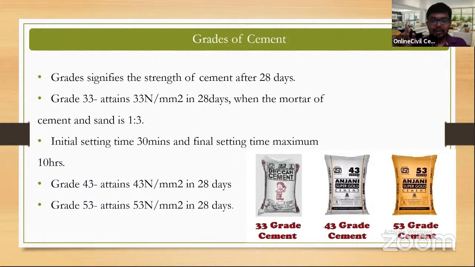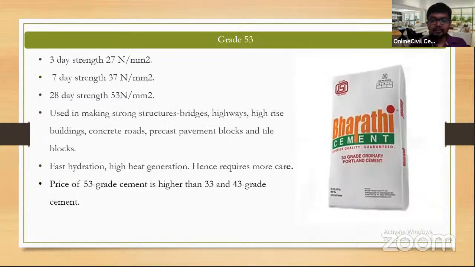So for 33, in 28 days, strength is 33 Newton per mm square, and the initial setting time is 30 minutes, and the final setting time is 10 hours. So it's 30 minutes and 10 hours for the OPC 33 grade, and 43 grade and 53 grade attain their respective strength in 28 days, as you can see here.